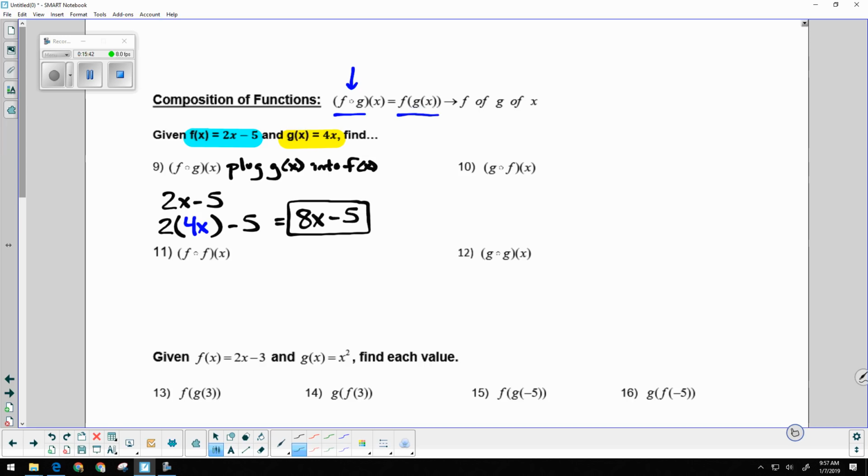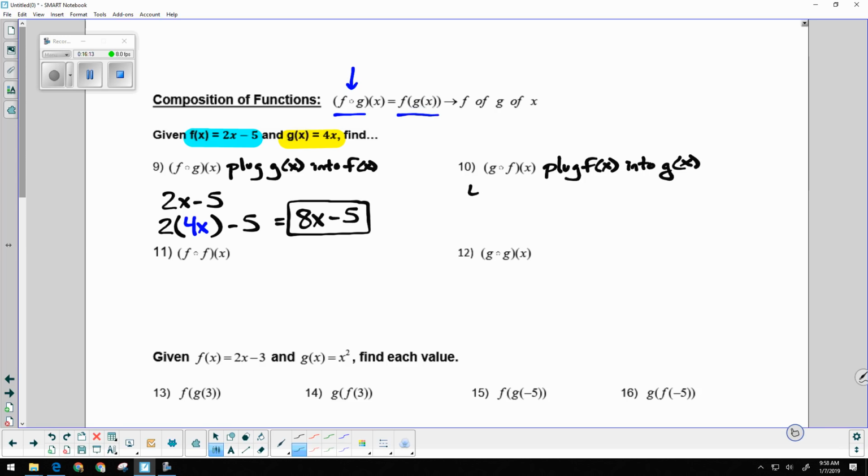Number 10, we have an open dot that tells us it's a composition, but this time, g and x are in the other spot. So order is important with compositions. This time in number 10, this is telling us to plug f of x into g of x. So we're going to write g of x first.